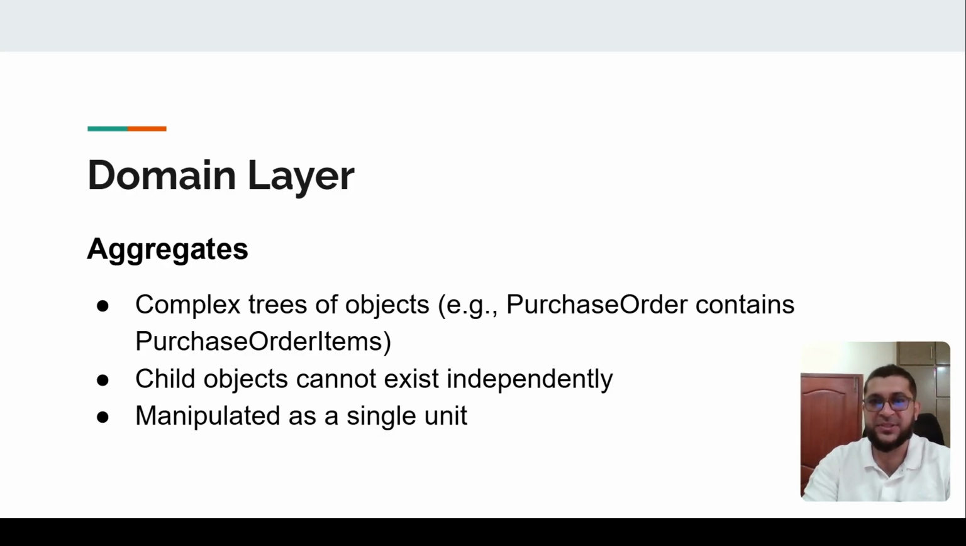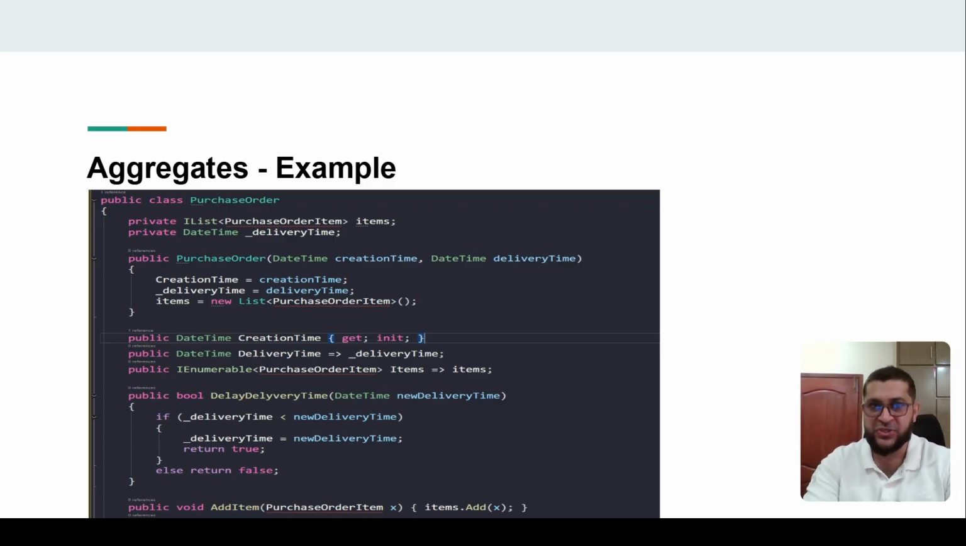The child object cannot exist independently, like the purchase order item cannot exist without the purchase order. So we manipulate it as a single unit, and we can treat this as a single unit, also called an aggregate. Here is an example of the aggregate. We have a purchase order where we have order items, and the only thing that can change or manipulate the purchase order item is the purchase order. We cannot access a purchase order item outside the purchase order. So this is the rule of the aggregate in domain-driven design. You can see here in this purchase order, we can add and remove items to the purchase order item list. So this is the rule of the aggregate inside domain-driven design.